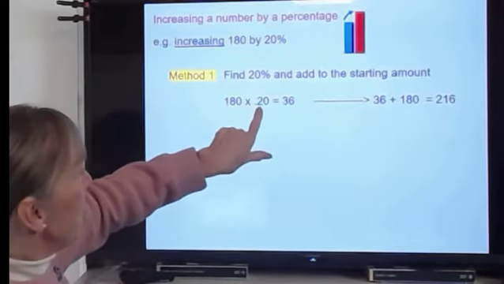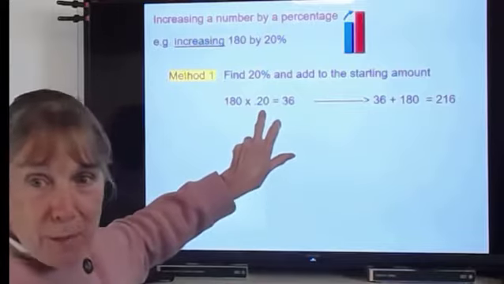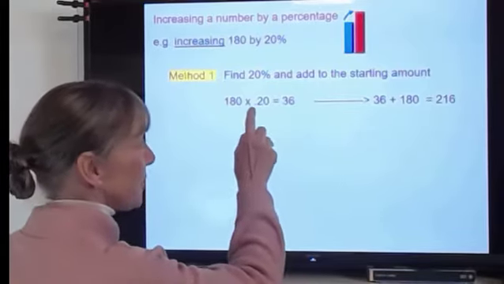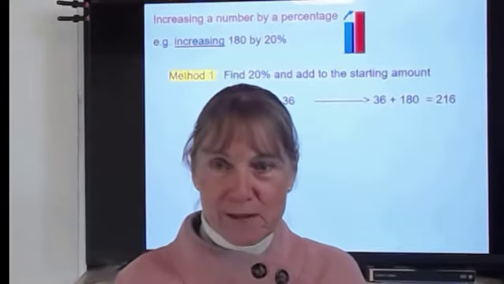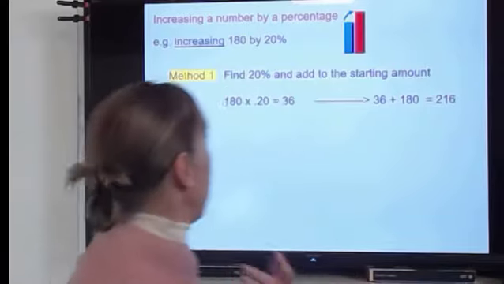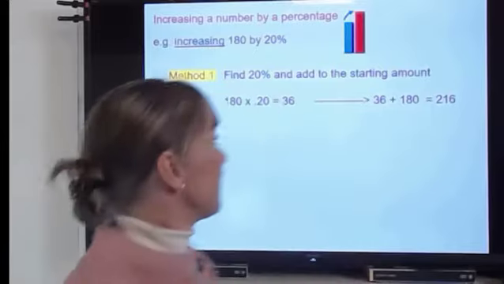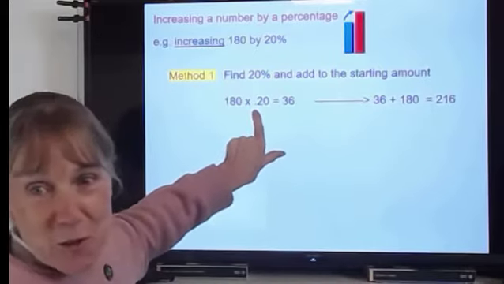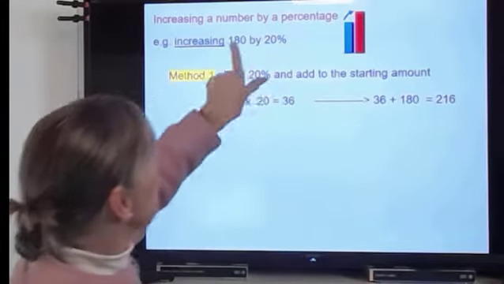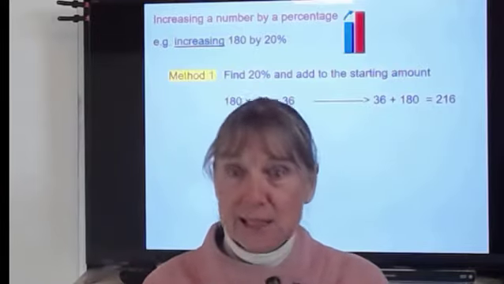So just to say, here we found 20%. Remember, we can easily find 20% by multiplying by 0.20. I just want to remind you that those first two digits after the point in a decimal number represent the number of percentages. So much easier to work with that than fractions. But if you need to think of 20% as 20 over 100, that's fine, but decimals are much easier. So we can find 20% of 180, which is 36, and add it to the original number, and we have got 180 increased by 20%. But let's look at the second method.